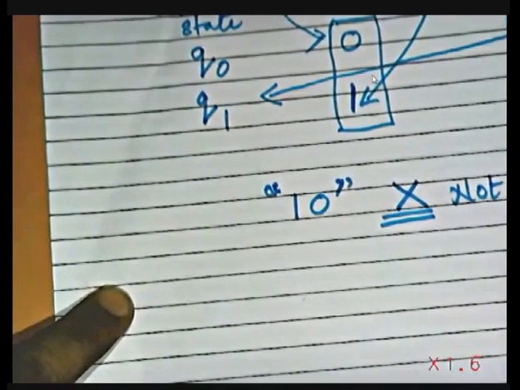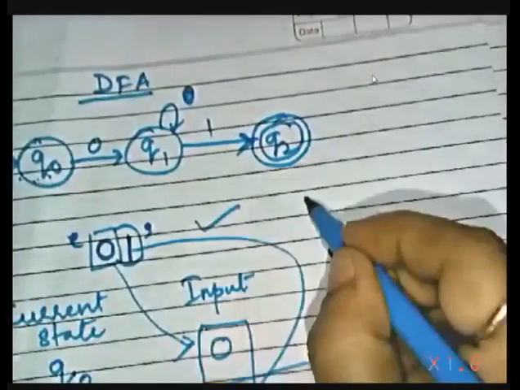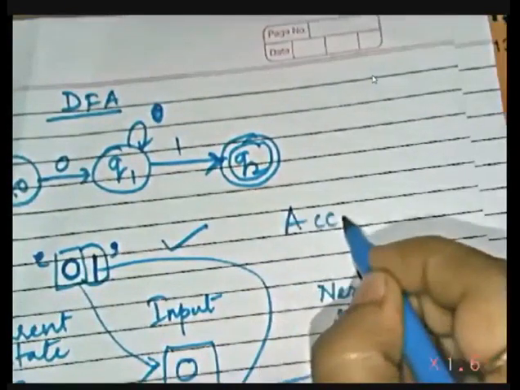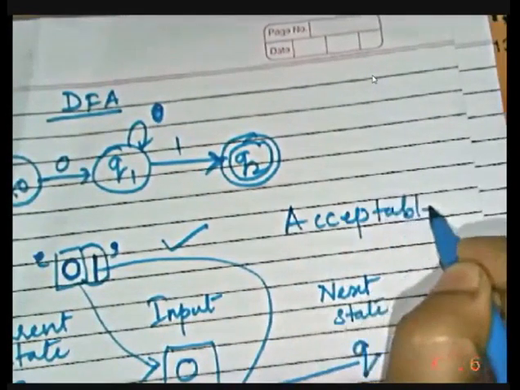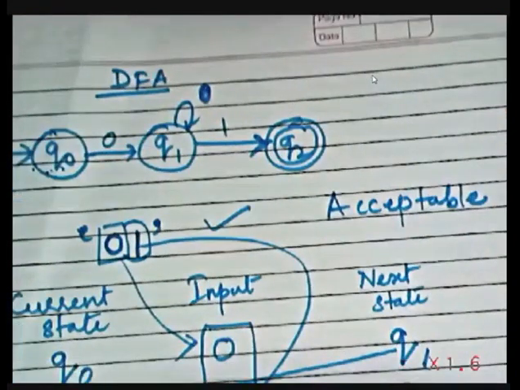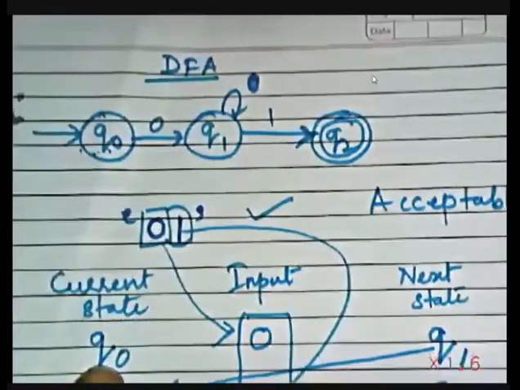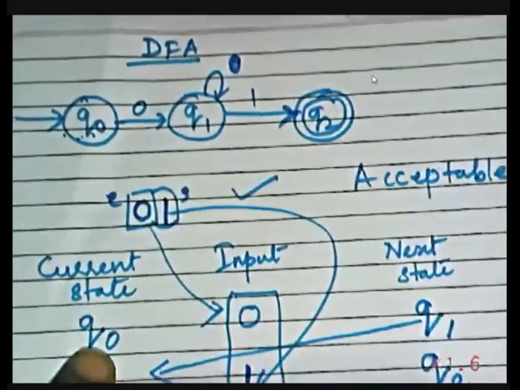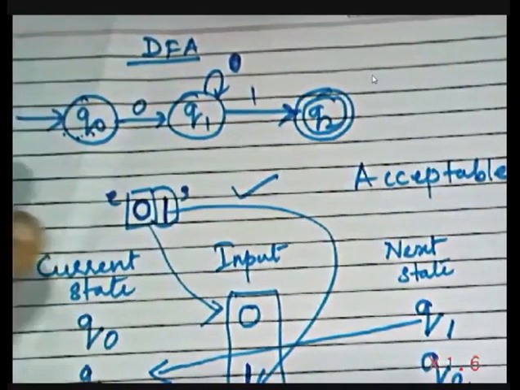finite automata, right? But this is acceptable. So how to check whether the given input is acceptable to the finite automata? Is it clear? We'll be giving input.